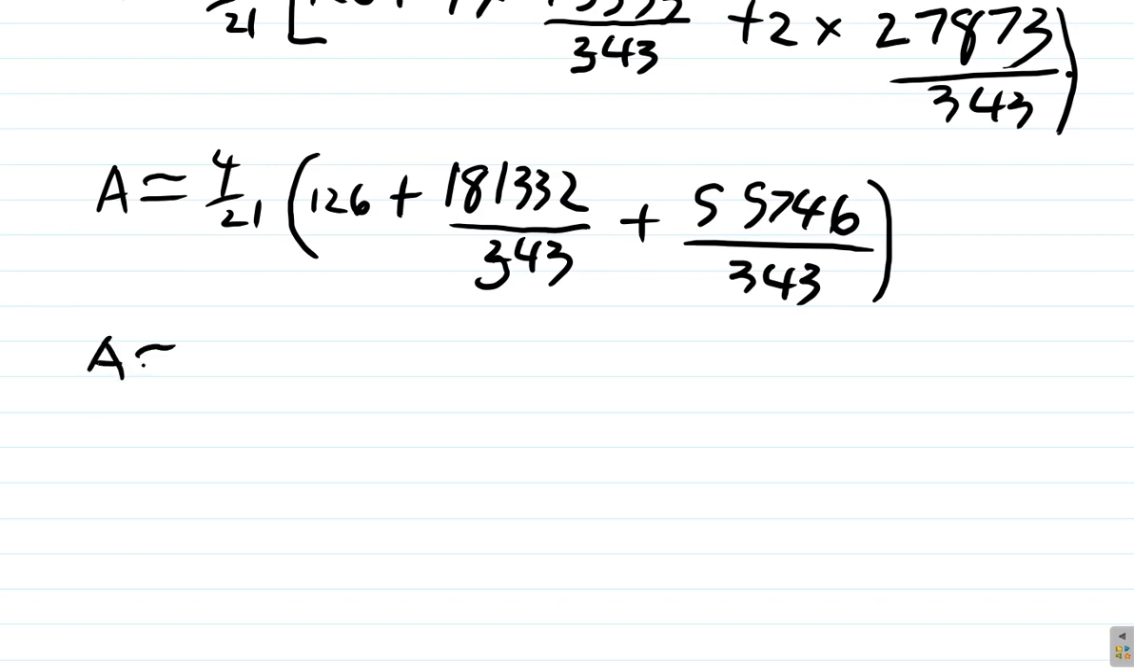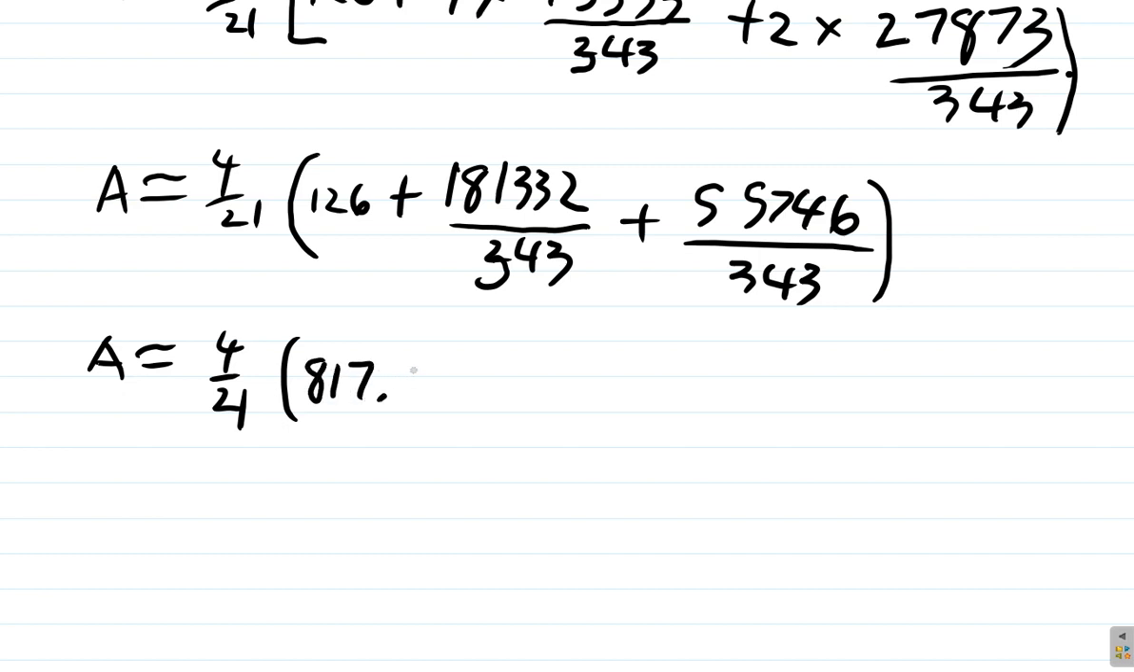So A is approximately equal to 4 over 21 times, and I'm using my fractions calculator instead of the on-screen one. The on-screen one doesn't have a fraction feature. I have 126 plus 181332 over 343 plus 55746 over 343, equals. Alright, turn it into decimal, but I'm going to use several decimal places.